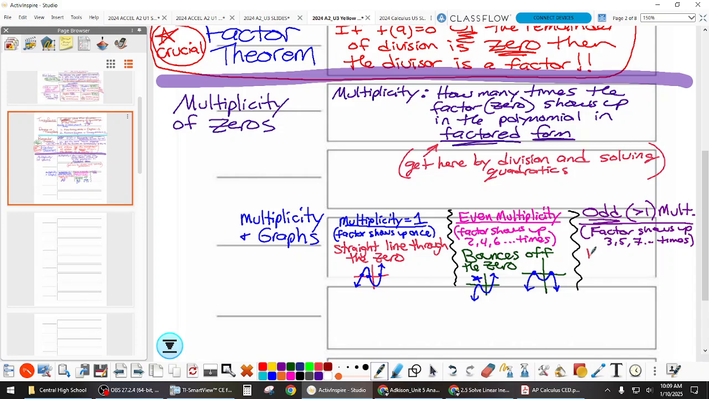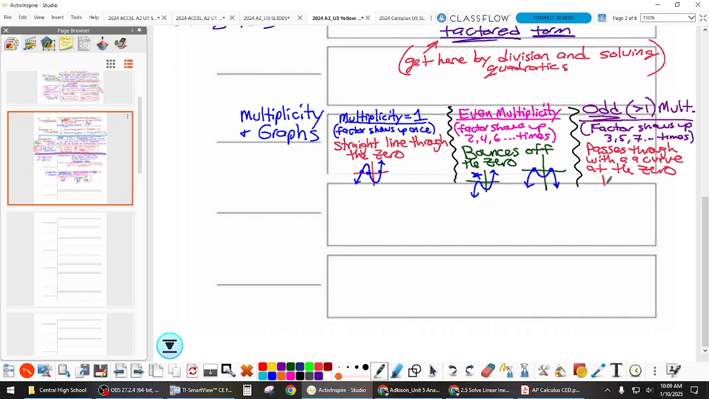Alright. So it passes through with a curve at the 0. Oh, it's hard to see. Let's do a better job. Can you have an even degree with a curve like a multiplicity of 3? You can, so let's put an example.